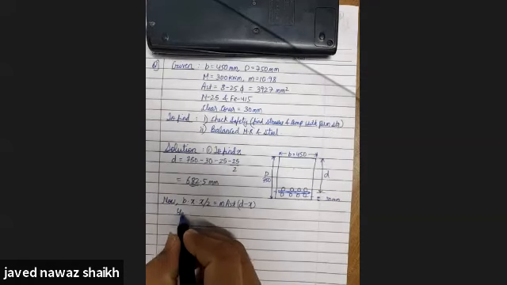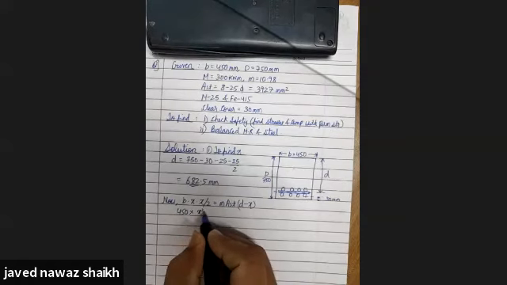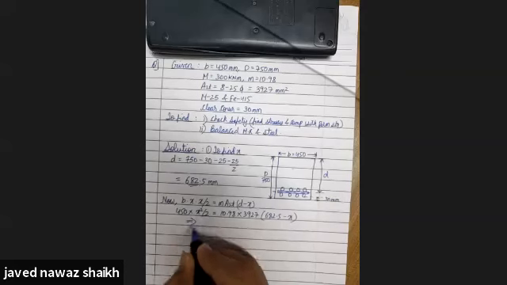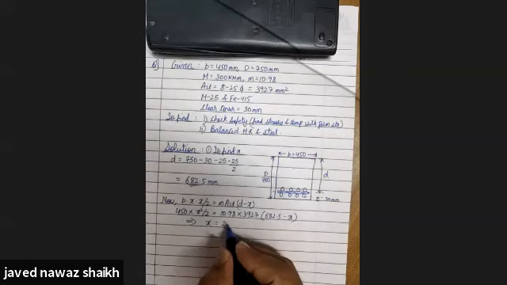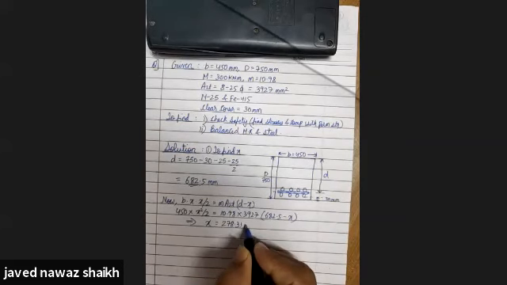So B is 450. So what is the value of the actual neutral axis? Anyone? Correct. 278.31.